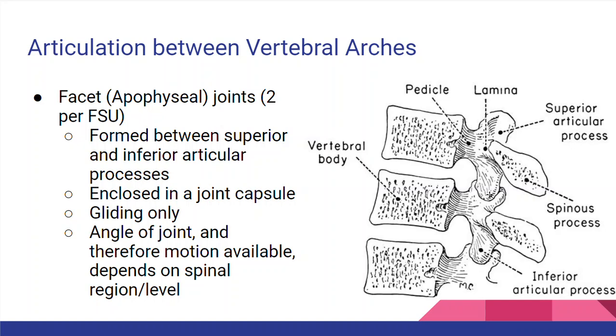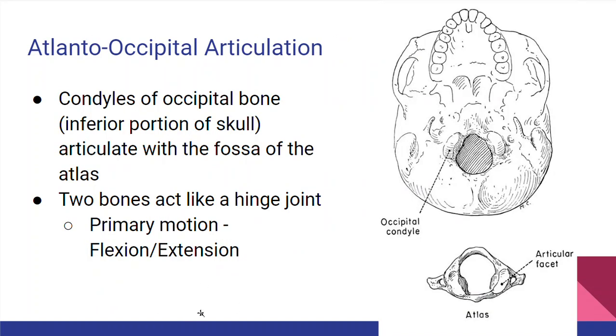and axial rotation. The angle of the joint, or the angle of the facets, the superior and inferior processes, dictates the motion that's available, and that depends on the spinal level. So we'll look at that in a moment.